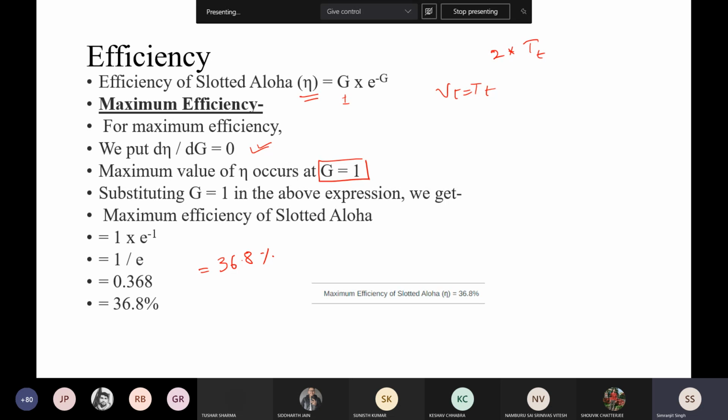So it is completely double the efficiency of pure Aloha. Again, these efficiencies are still very low. It is not very much here. It is very less.